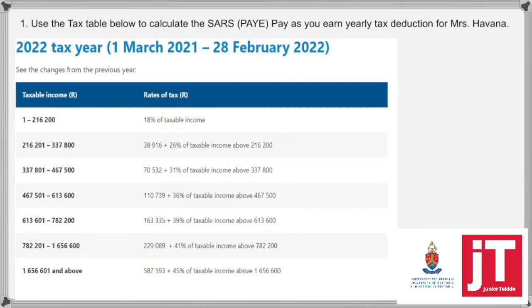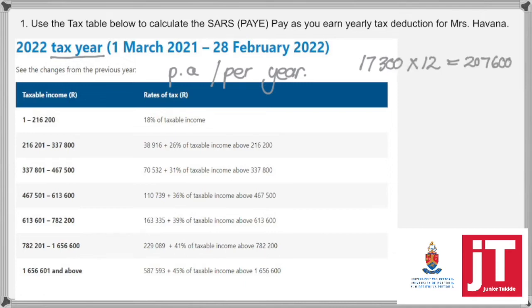The first thing is to know that this is a tax year, therefore the scale is per year, or per annum. So if we need to calculate this, we need to first get the yearly figure for salary. They gave us the monthly figure, which is the 17,300 per month, which I need to times by 12, which is 207,600 Rand. If I look at that, it falls right at the bottom of the scale.